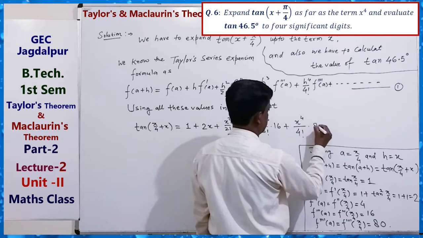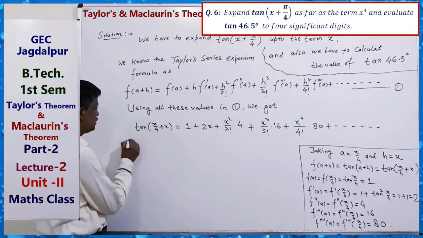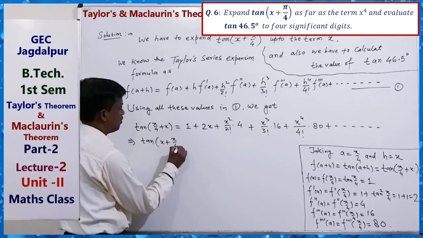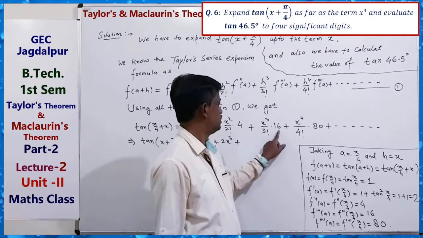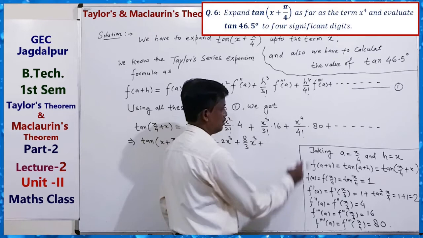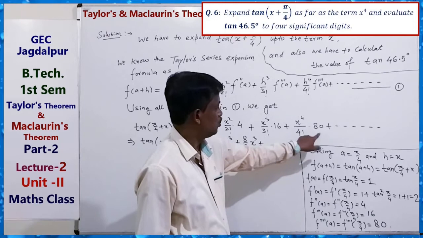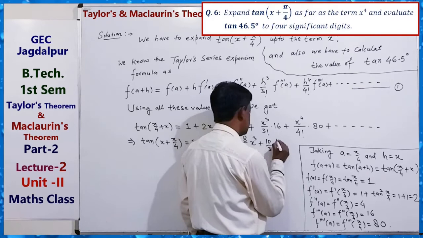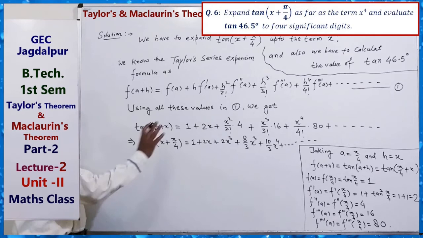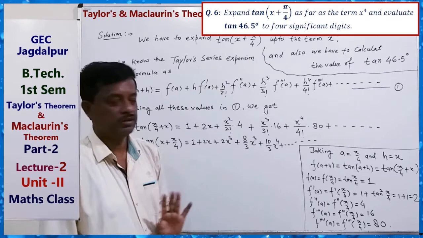Okay, so we see that we get tan of x plus pi by 4 equals to 1 plus 2x plus 2x square, plus 16 by 3 factorial, that is 3 into 2, 2 into 8, 8 by 3, 8 by 3 x cube. Here 80 by 4 into 3 into 2, 2 into 4, 8, 8 means 10, 10 by 3. So 10 by 3 x to the power 4, and so on to infinity. Okay, so this is the series expansion up to x to the power 4. This is the first part.